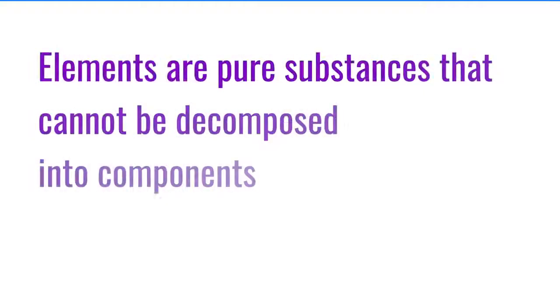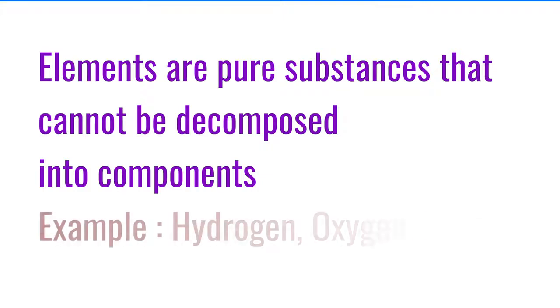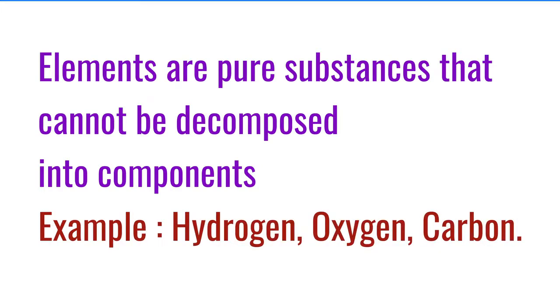Then, is it possible to decompose these pure substances? We can't. So, there are two types of pure substances, elements and compounds. What are they? Elements and compounds. Elements are pure substances that cannot be decomposed into their components. Some of the examples are hydrogen, oxygen, carbon, etc.